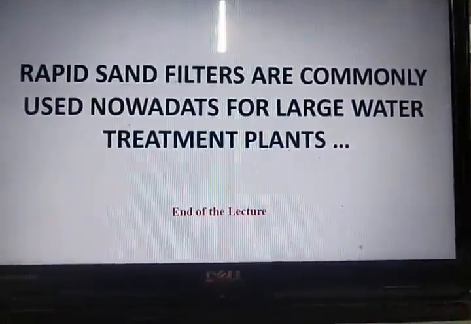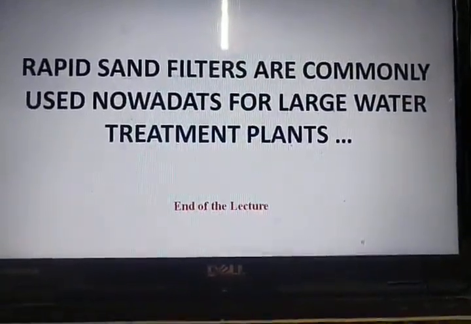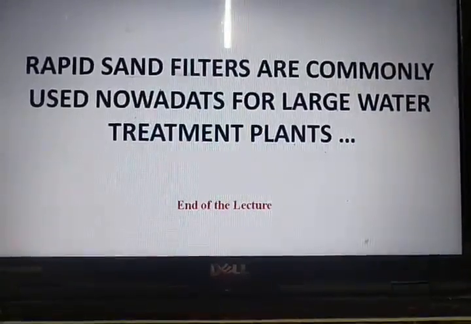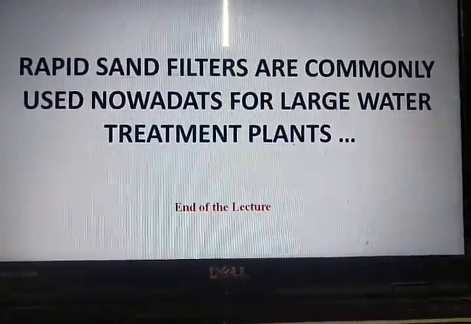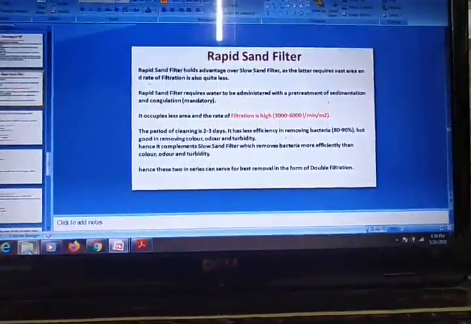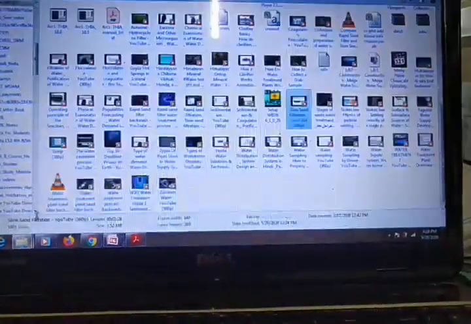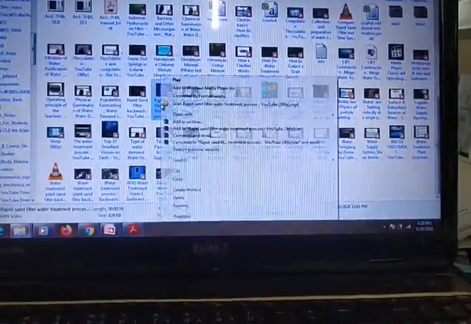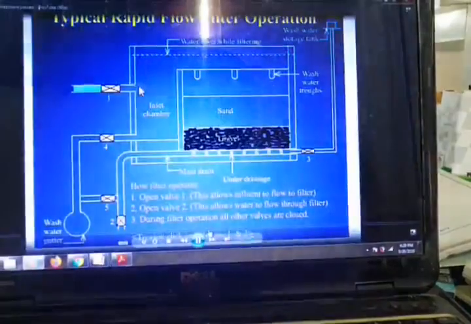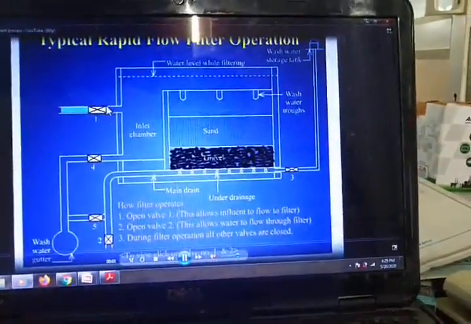The rapid sand filters are very common nowadays in most of the large community water treatment plants. Okay, and before ending the lecture, let us see the process of backwashing in a rapid sand filter. Okay, and before that I want to show a small clip of the rapid sand filter.